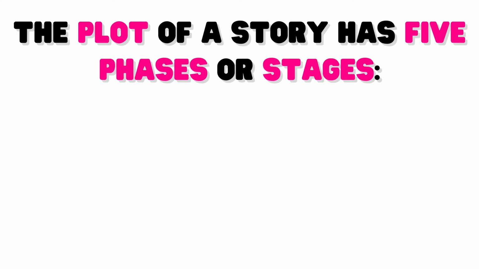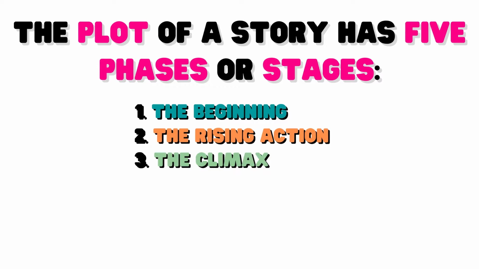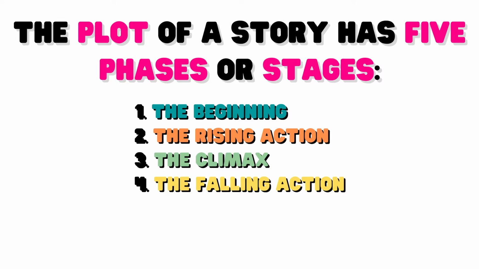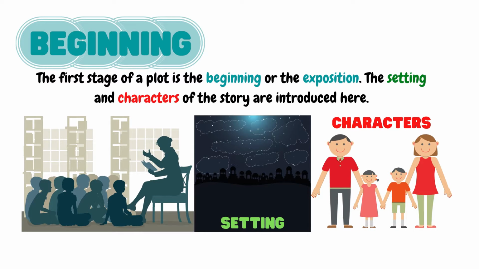The plot of a story has 5 phases or stages. The beginning. The rising action. The climax. The falling action. The ending. Let's take a look at each of these stages. Beginning. The first stage of a plot is the beginning or the exposition. The setting and characters of the story are introduced here.